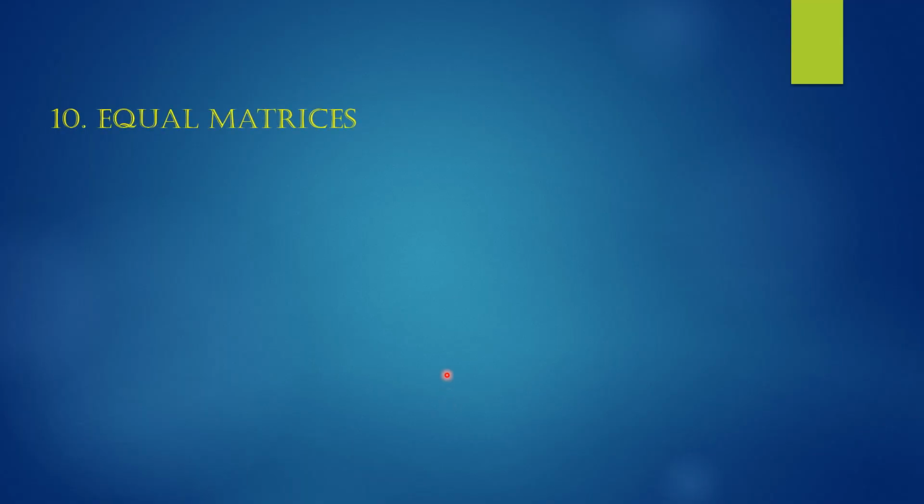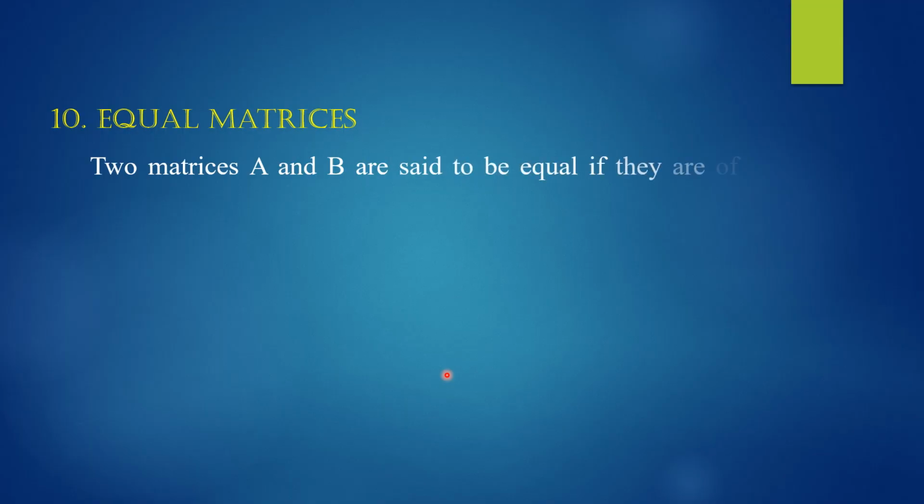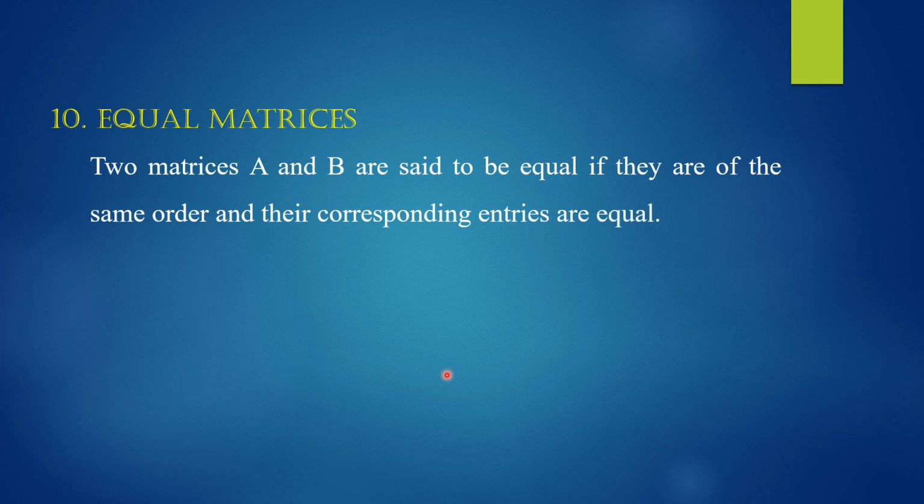Number 10 is equal matrices. So when can two matrices be equal? The first condition to get equal matrices is that the size of the matrices, size meaning the order, must be equal. That is the first condition. And the second condition is that the corresponding place elements are also equal. Let me define the equal matrix. Two matrices A and B are said to be equal if they are of the same order and their corresponding entries are equal.